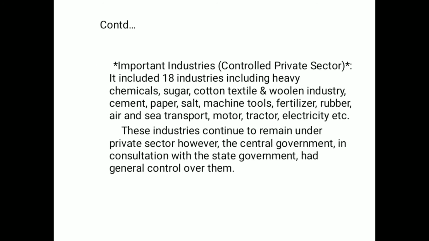The third classification is important industries, which is also known as the controlled private sector. It includes 18 industries including heavy chemicals, sugar, cotton textile and woolen industry, cement, paper, salt, machine tools, fertilizer, rubber, air and street transport, motor, tractor, electricity, etc. These industries continue to remain under the private sector. However, the central government, in consultation with the state government, had general control over them.